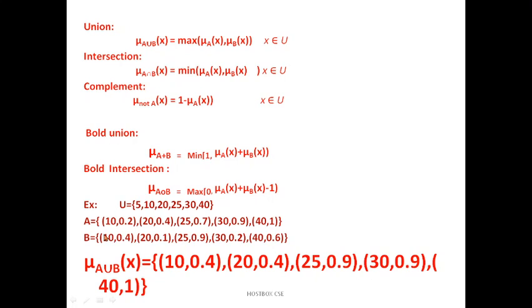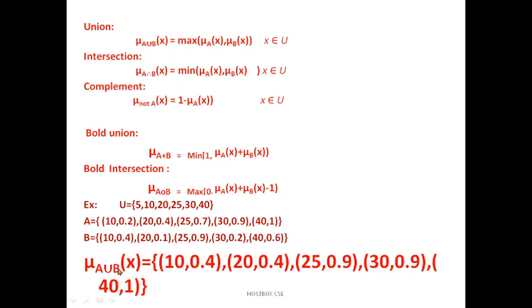Simply compare them. 10 is the common one, so I write 10, then 0.2 and 0.4, where 0.4 is the maximum. Then 20 comma 0.4 and 0.1, where 0.4 is the maximum. Similarly 25, 0.7 and 0.9, where 0.9 is the maximum. Then 30, 0.2 and 0.9, where 0.9 is the maximum. At last 40, 1 and 0.6, where 1 is the maximum, so I write 1 and close here.